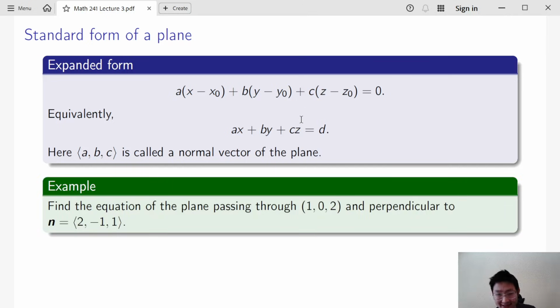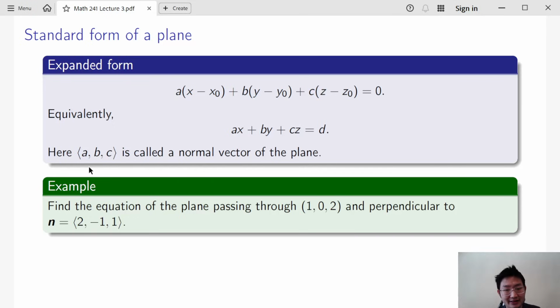Now let's do an exercise. Suppose we have a plane passing through 1, 0, 2 and perpendicular to the vector 2, negative 1, 1, and we want to find the equation of the plane. To do that, remember that the equation must be a linear equation.